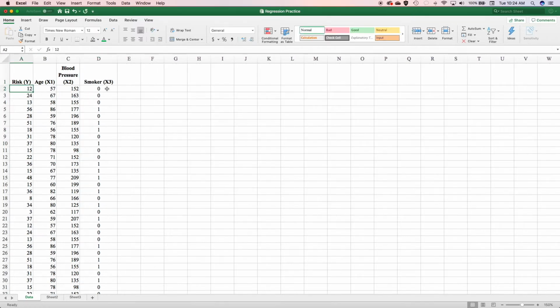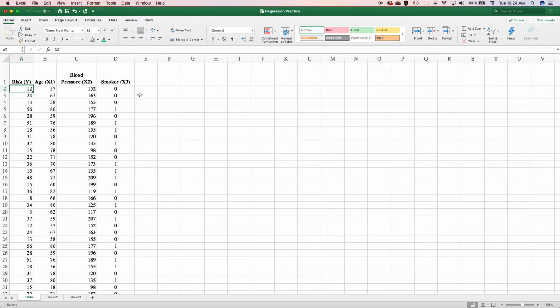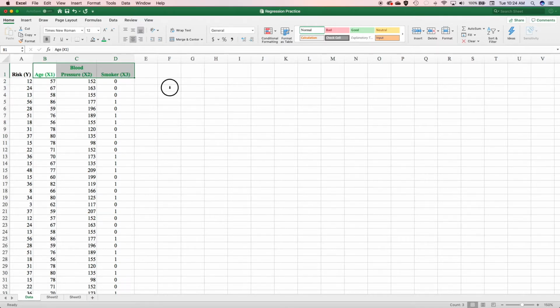Now you'll notice that x3 is what we call a binary variable. You either are a smoker or you're not. And so we'll call 1 meaning that you are a smoker, 0 meaning that you're not. Normally I would show you how to code this, but we don't have the time, so we'll just code it for you. So let's go back over that one more time. Your risk is your dependent variable. Age, blood pressure, and whether or not you smoke are your independent variables, right? So these are your x variables.